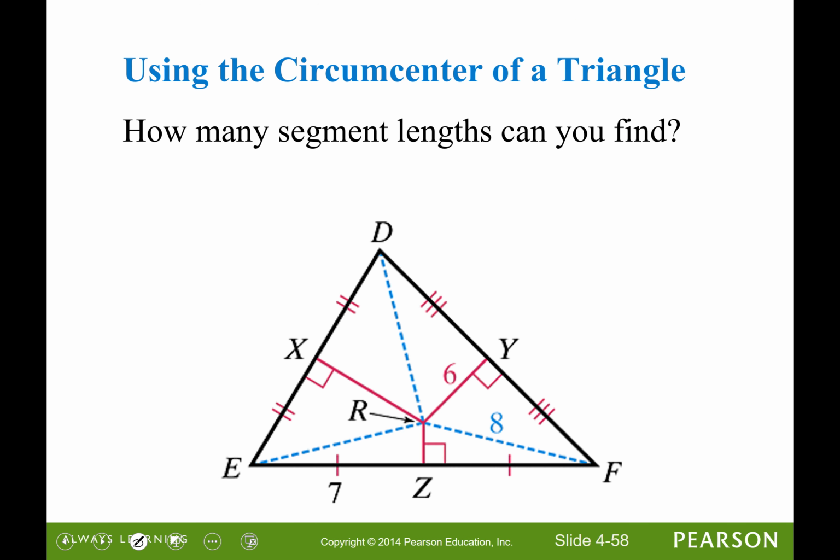Okay, so using the circumcenter of a triangle, how many segment lengths can you find? Looking here, they've given us 7 on the bottom there, a 6 right here, and this distance they gave us as 8. So go ahead and pause this video and see how many more segment lengths you can find.